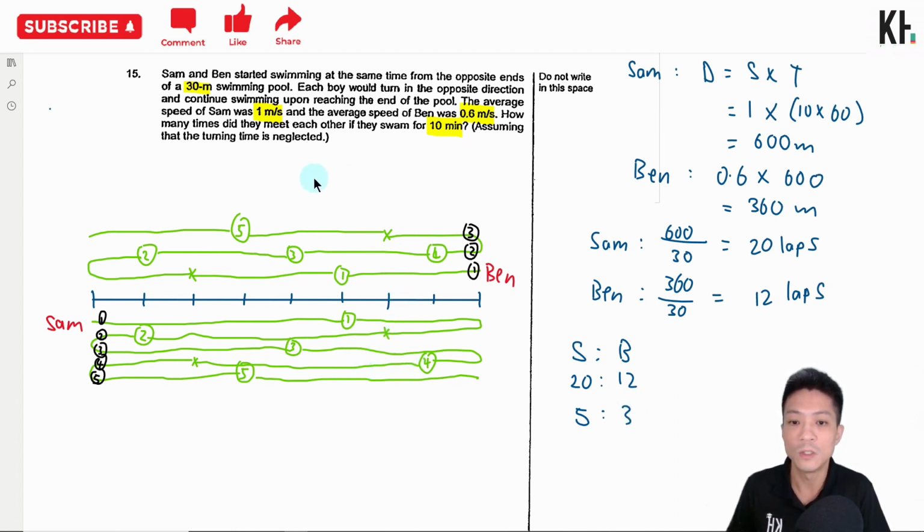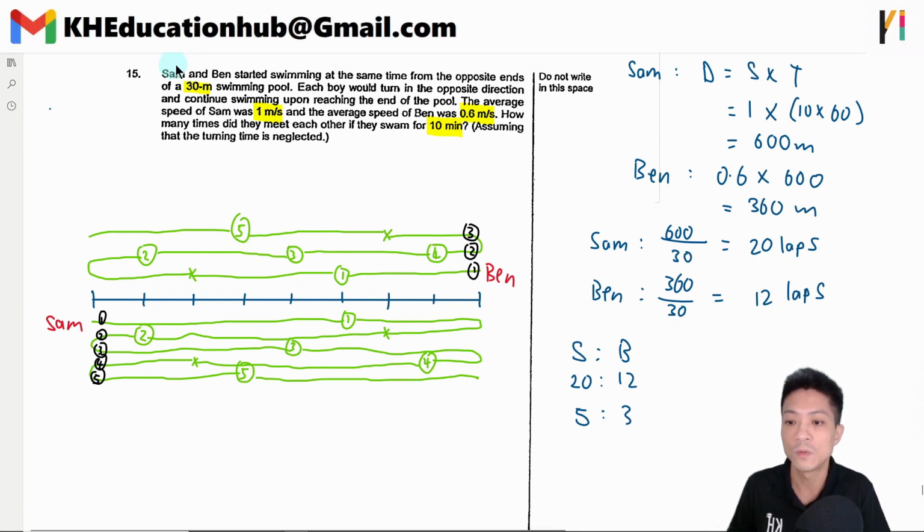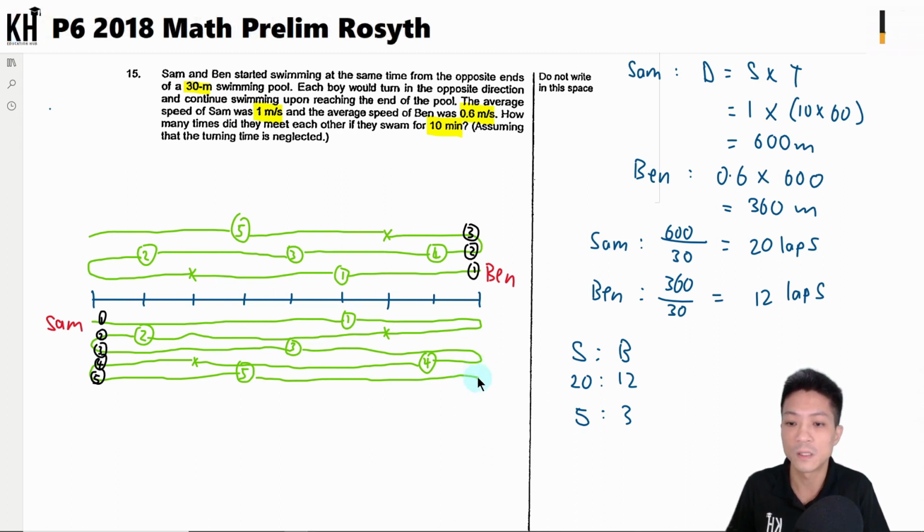So I'm gonna continue on for another 5 laps and 3 laps for both of them to make sure that the same thing is happening. So now I'm gonna use maybe a red color. Okay. So this is where Sam will continue off. So he'll turn and swim another 5. So 1, 2, 3, 4, 5.